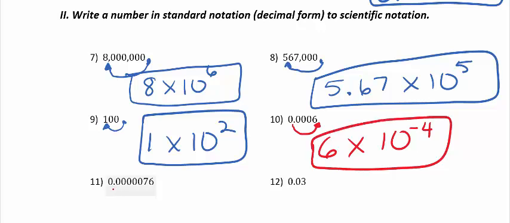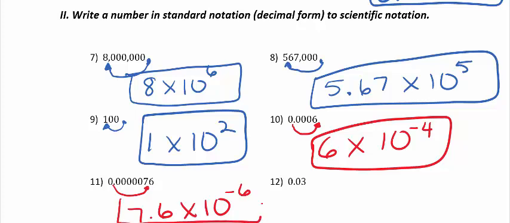We're going to take the decimal and move it between the 7 and the 6, and we're going to have 7.6 times 10. We move the decimal 6 places to the right, so it's going to be a negative 6 power. Again, small number, negative power.